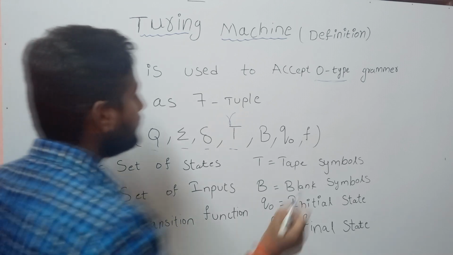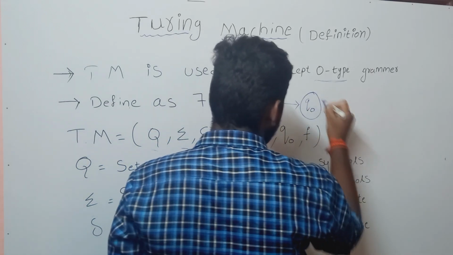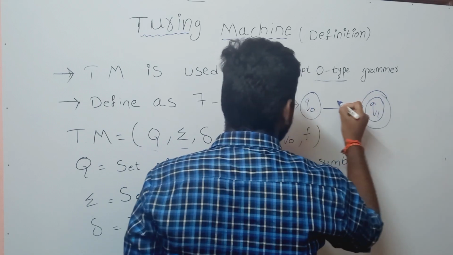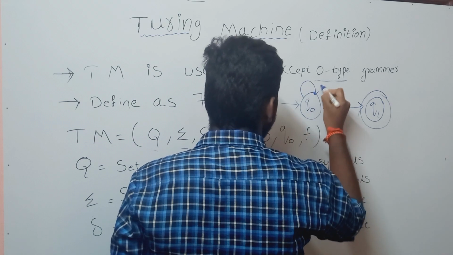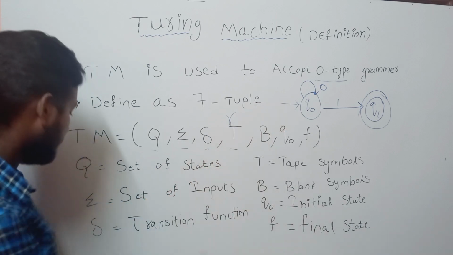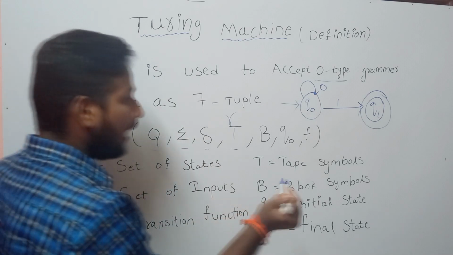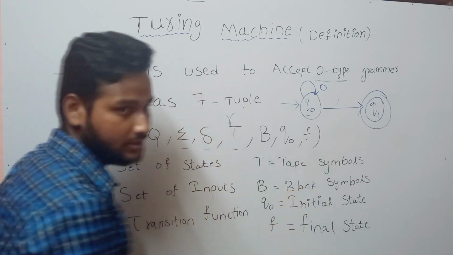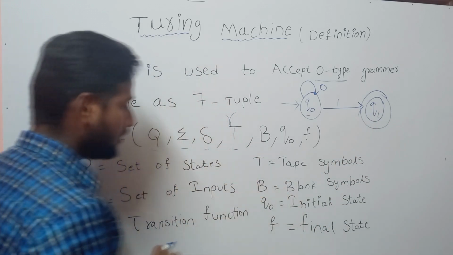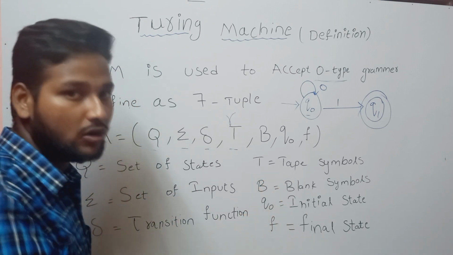Let us see an example. Q0 and Q1 are the set of states for this, and the set of inputs are 0 and 1. Q0 is the initial state, and any state which is represented with a double circle is the final state. We will later discuss the transition function and tape symbols in the model of the Turing machine.